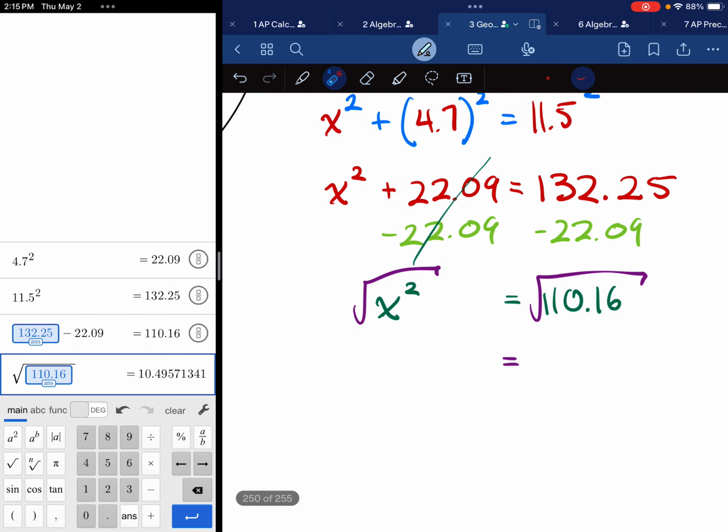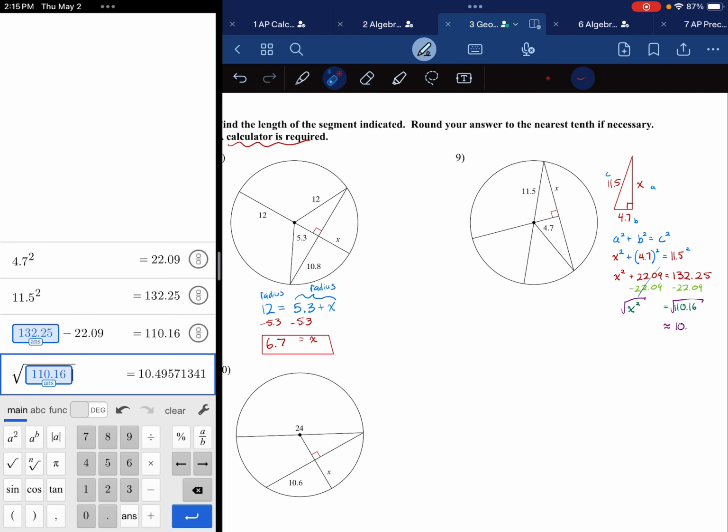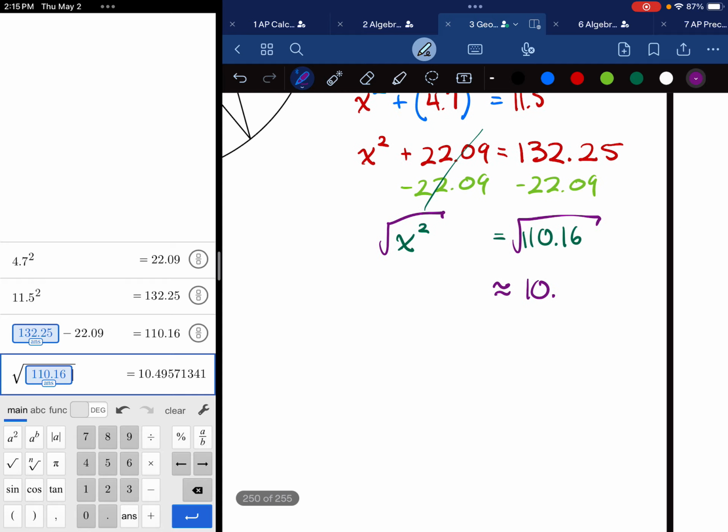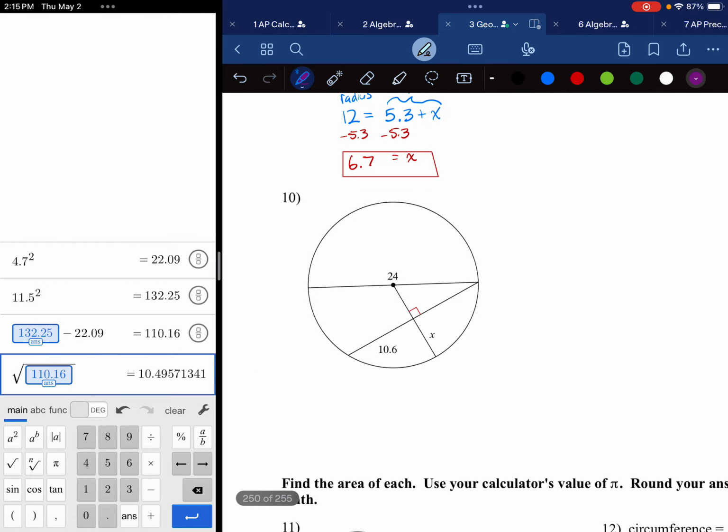And that's going to be about, okay, so it's an approximation. So let me get rid of the equal to sign. It's approximately equal to 10 point, okay, now I'm going to round to, did it say 1 decimal place? To the nearest tenth, so 1 decimal place. So 10 point, it's going to round up to 5. 10.5 is what x is approximately equal to. I'm going to box that. No units here, no inches or centimeters or whatever.